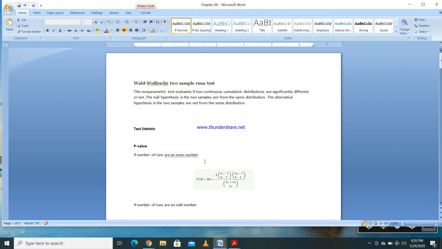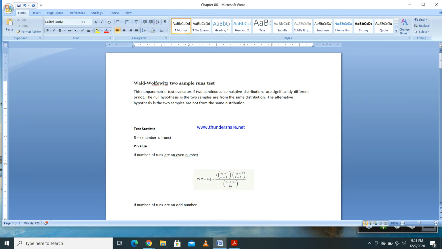distribution or not. So when you write the hypothesis, your null hypothesis is two samples are having the same distribution, or they are coming from the same distribution, whereas your alternative hypothesis is two samples are not from the same distribution. Now, when it comes to the test statistic, denoted by capital R, this is equal to simple r, that is the number of runs.